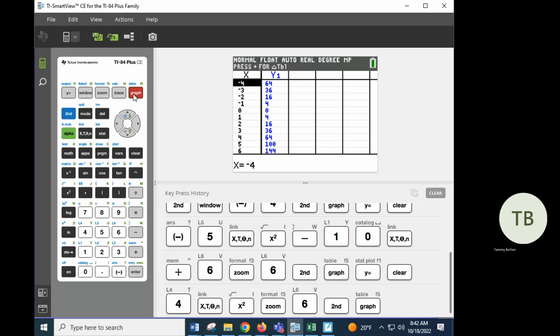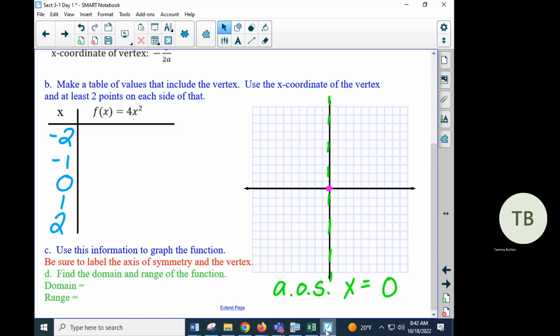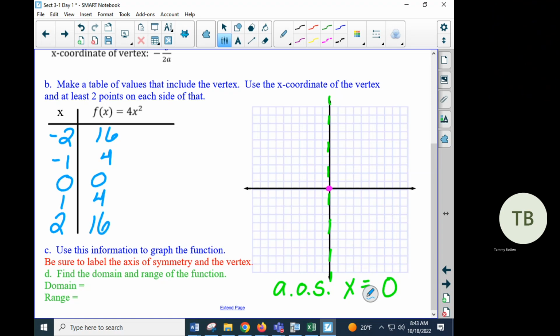Let's start at -2 like that. So -2, 16; -1, 4; 0, 0; 1, 4; 2, 16. Okay, those are the ones that we want. So if we go back and put those in, we have 16, we have 4, we have 0, we have 4, we have 16. This again, remember, is your vertex.